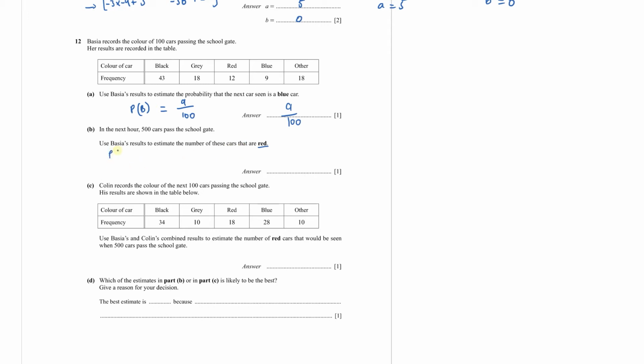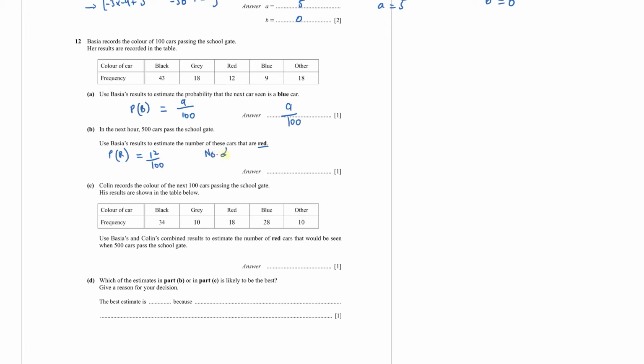So what is the probability? First, we need to find the probability of getting the red, and then we can multiply that probability with 500 to get the actual number of cars that we expect would be red from 500 cars. So what is the probability of getting a red car? It's 12 because she saw 12 red cars out of the 100. So 12 over 100 is the probability of getting red.